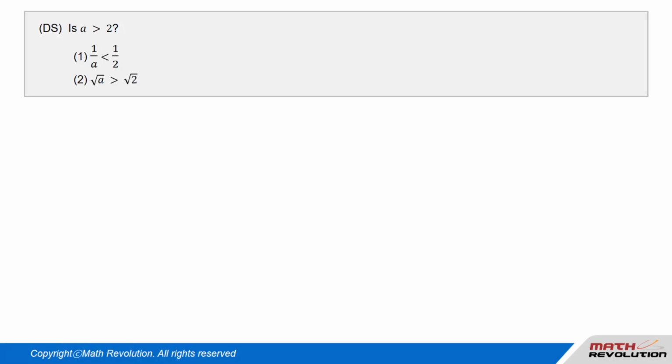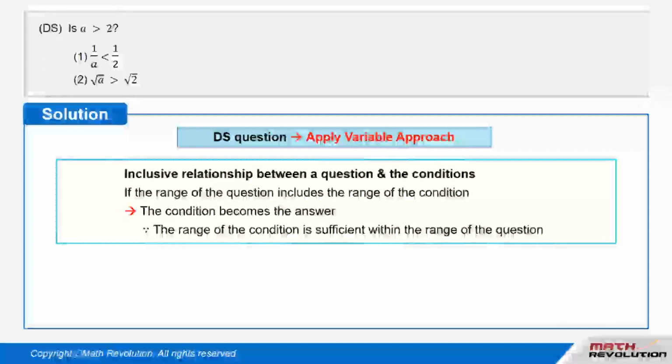Question. DS. Is A greater than 2? Condition 1. 1 over A is smaller than 1 over 2. Condition 2. Square root of A is greater than square root of 2. Solution. Let us solve this DS question using the variable approach.